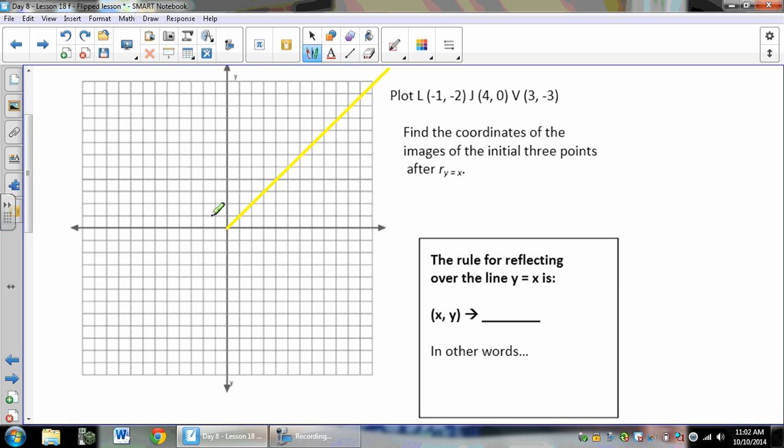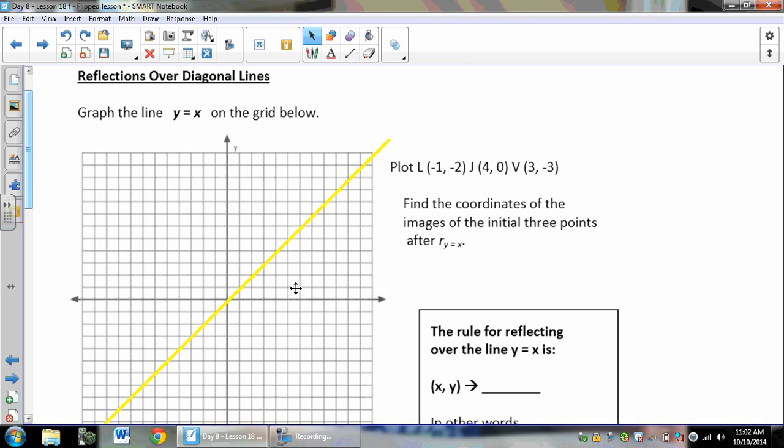It just extends itself. So I'm going to do that here. You do the best you can at home. There's the line y equals x. That's the line we're going to reflect over. Now, we have to plot (-1, 2), (4, 0), and (3, 3). So take a second, plot it, and then restart the video.